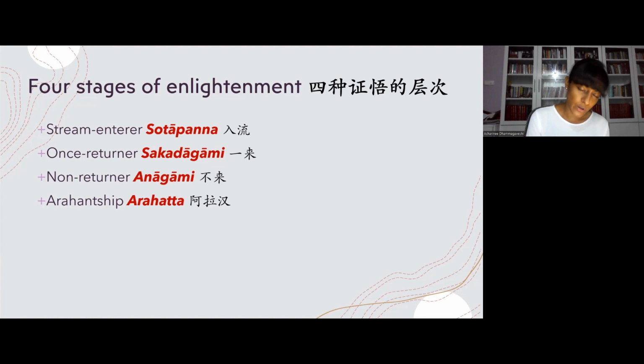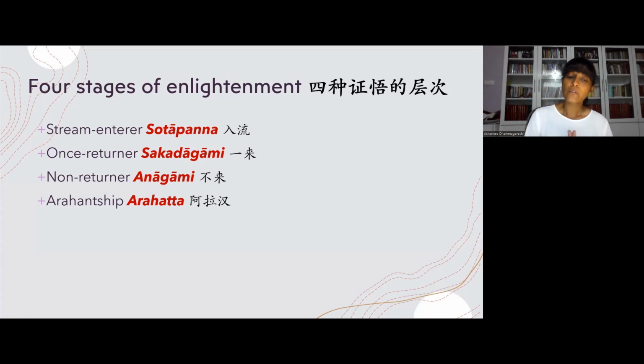Sakkaya Ditti is the wrong view of self. Vicikiccha is doubt. And Silabbata Paramasa is clinging to wrong rites and rituals with the belief that it would lead to liberation. So to become a stream enterer, it is required to completely cut off these defilements. So that means when you think of that person's stream of consciousness, once those corruptions are eliminated completely, they will never arise again. So they are removed for good. That is why they are called Pahana. This is also called Samuccheda Pahana. They're completely removed so that there is no room for them to arise again.